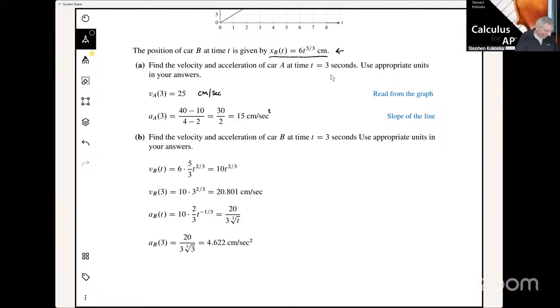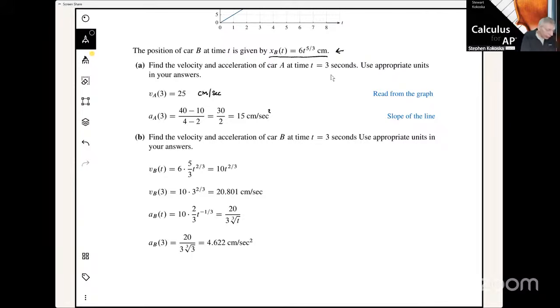Deal. All right. So in part B, let's see. Find the velocity and the acceleration of car B at time t equal 3 seconds. Well, okay. Once again, we have the formula or the analytical expression for the velocity of car B.